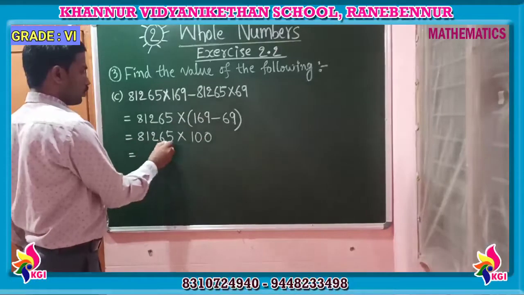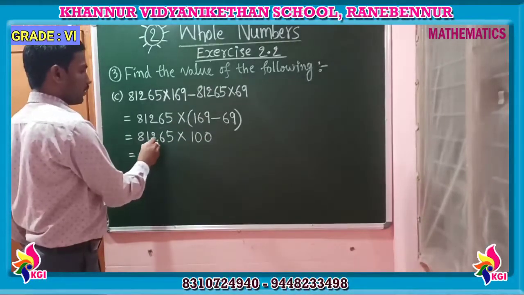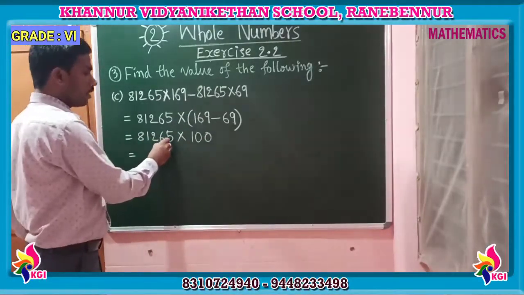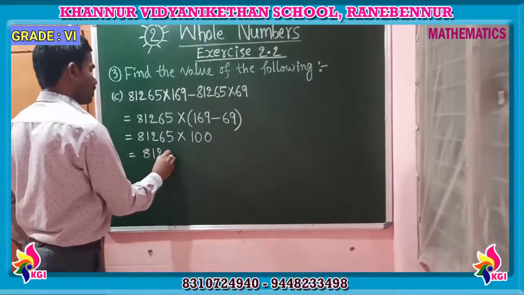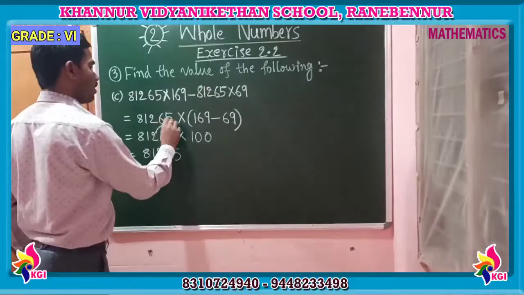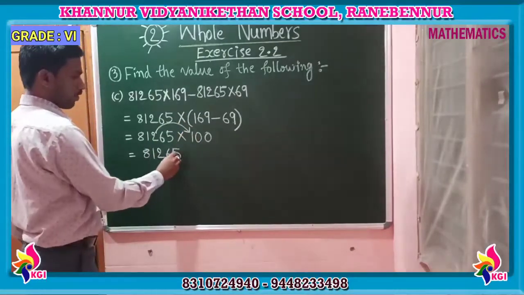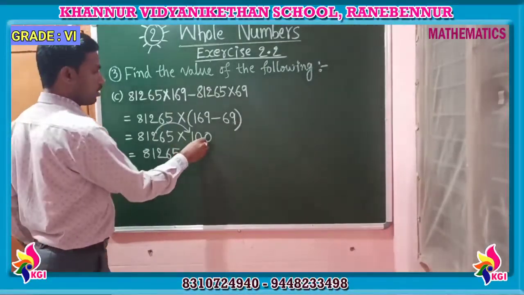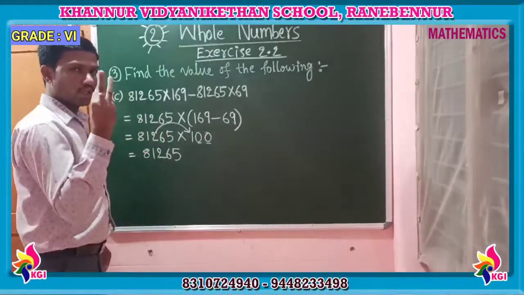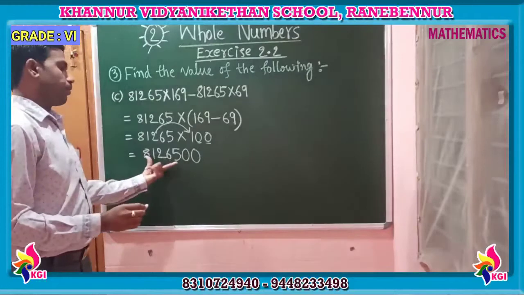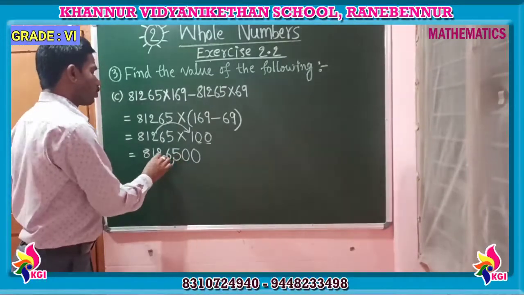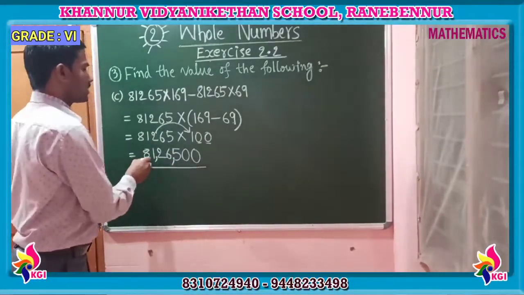Then what you do? Multiply this 81,265 into 100. We will get 81,265 ones are 81,265 as it is, you write. Then after 1, how many zeros are there? 2 zeros are there. You write 2 zeros in front of this number. Then you may get this number.